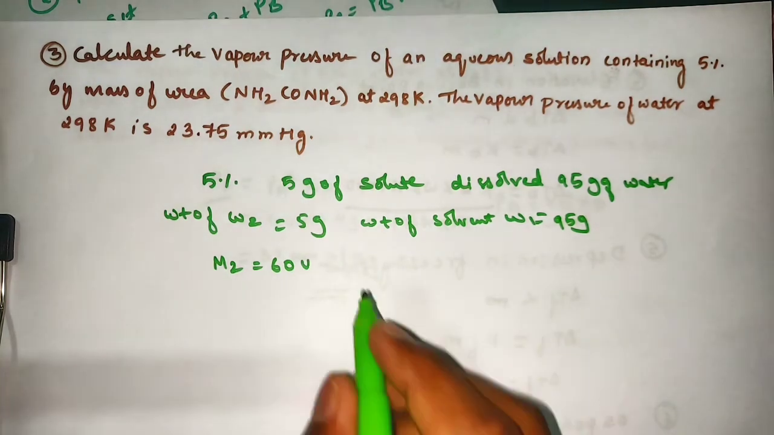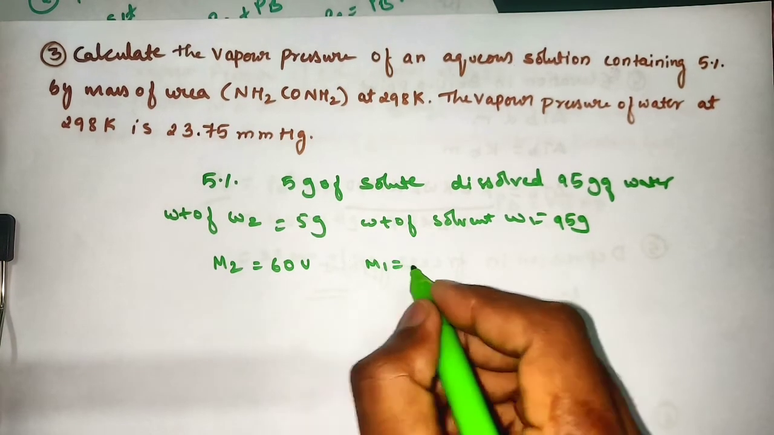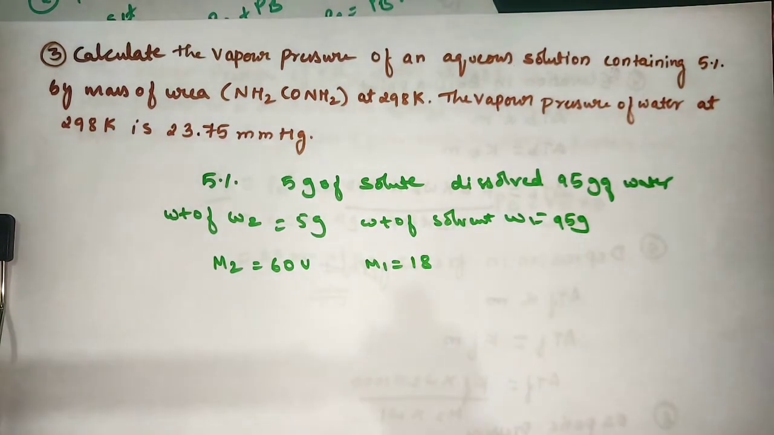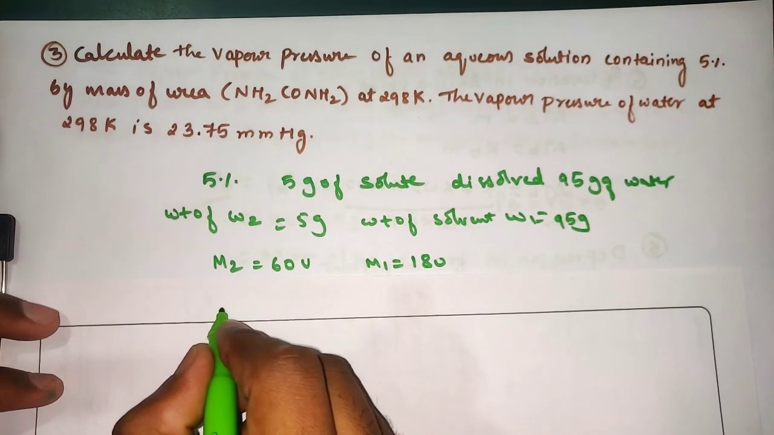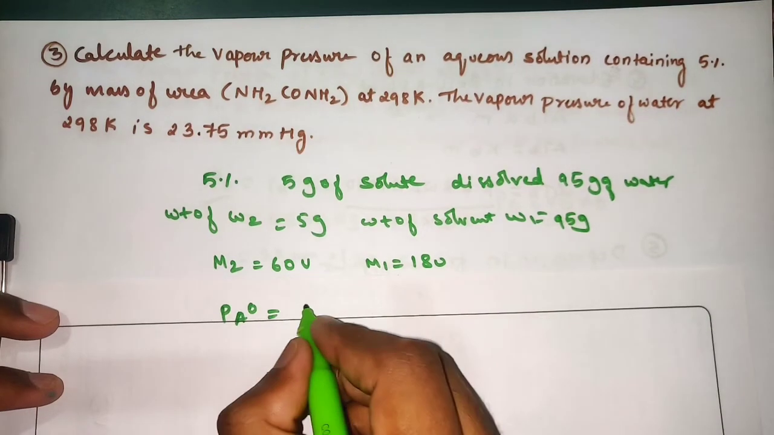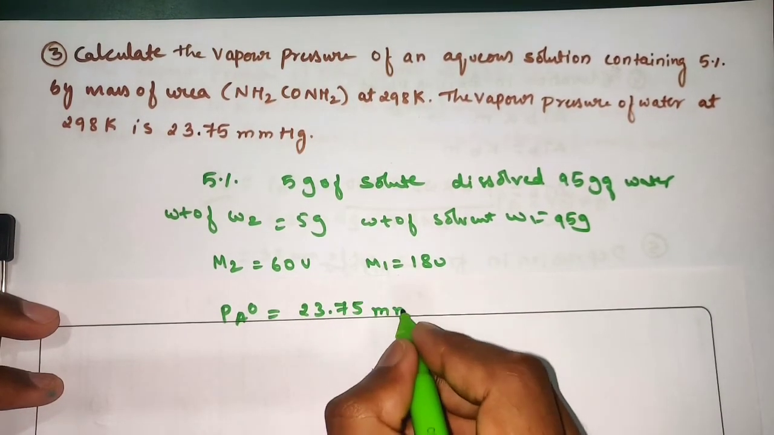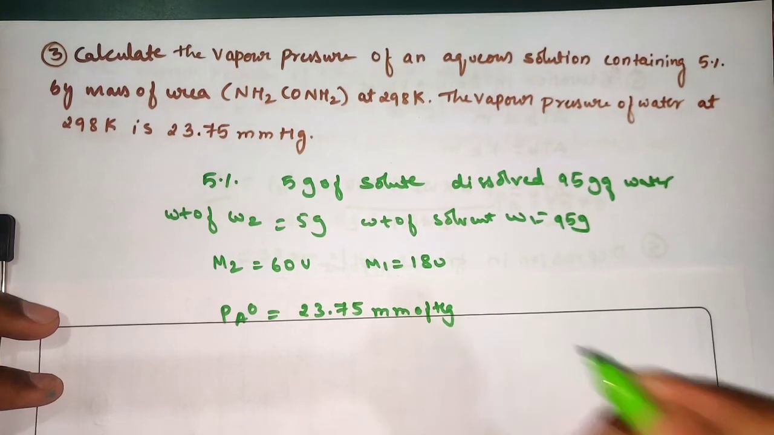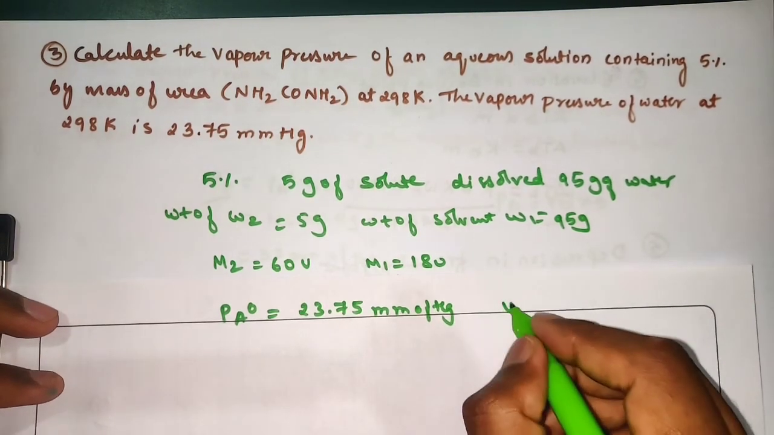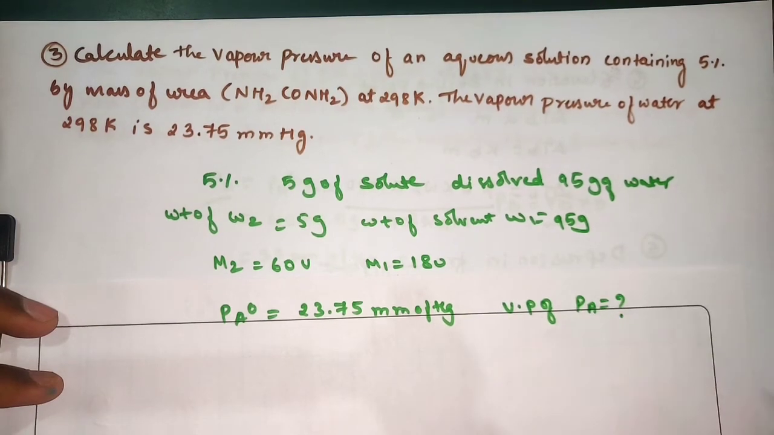And molecular mass of water, that is M1, is 18 u. So vapor pressure of solvent, that is Pa naught, is 23.75 mm of Hg. What we need to calculate? We have to calculate vapor pressure of solution, that is Pa.